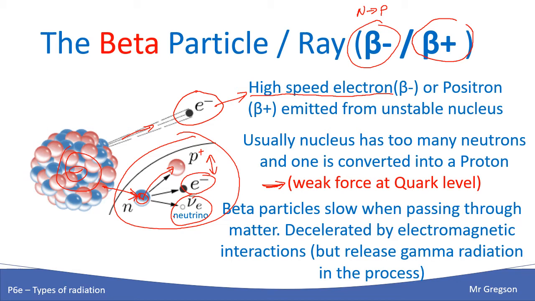So we call it de-accelerated by electromagnetic interactions. Okay, so part of this is when we go through things like a metal sheet, or plasterboard wall, anything like that, it starts to slow down. But if we're going to deaccelerate through electromagnetic interactions, we sometimes get releases of gamma radiation, which we learned about in P5.